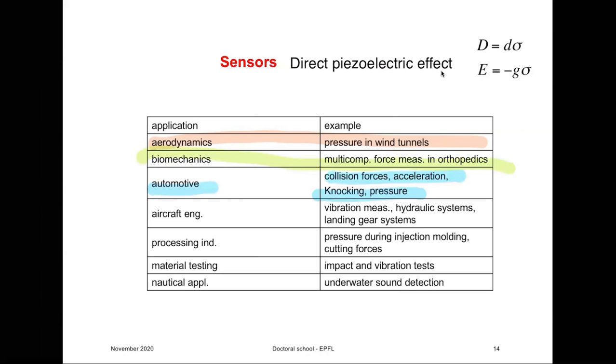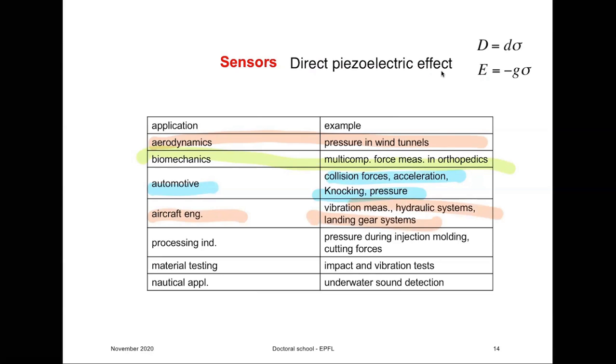Piezoelectrics are used a lot in the automotive industry, in engines, to test for knocking and pressure. Then for collision forces, you know, those tests with the dummies when they crash a car into an obstacle. These dummies have pressure sensors everywhere to see what forces act on the different parts of the body. Those forces are usually measured with piezoelectric materials. In aircraft engineering, piezoelectrics are used in landing gear systems, for hydraulic systems, and so on.